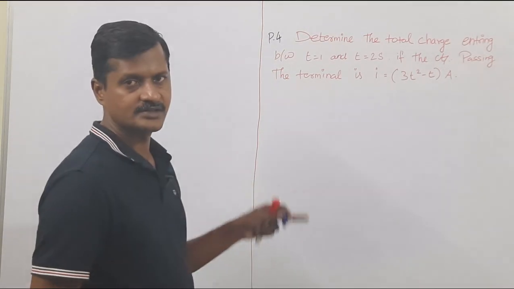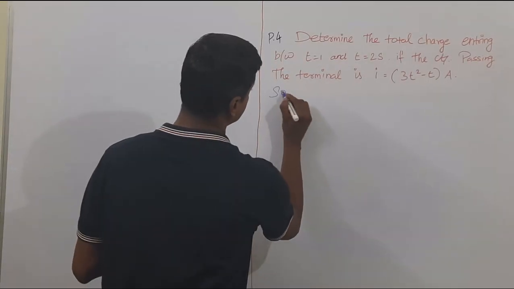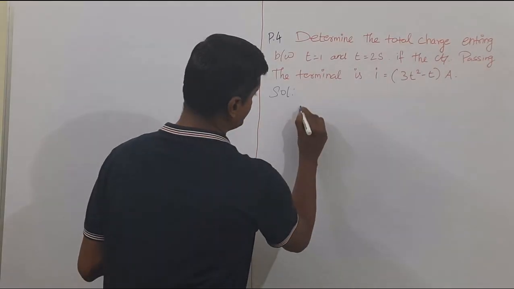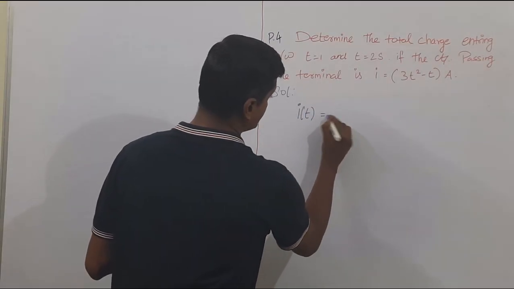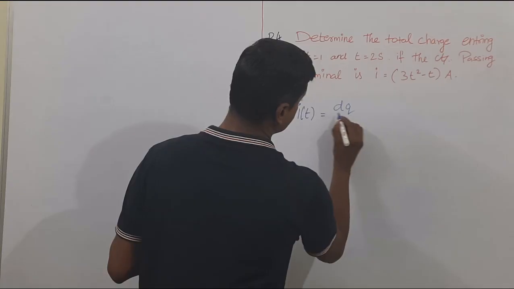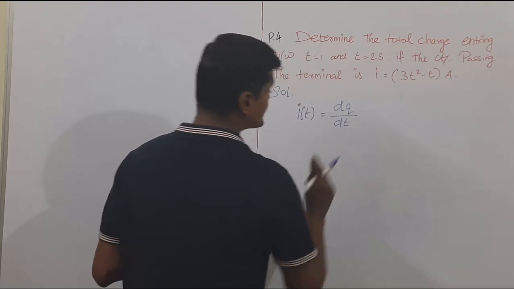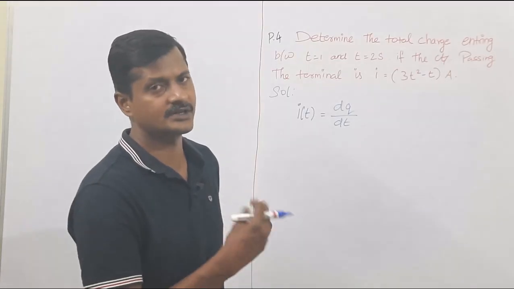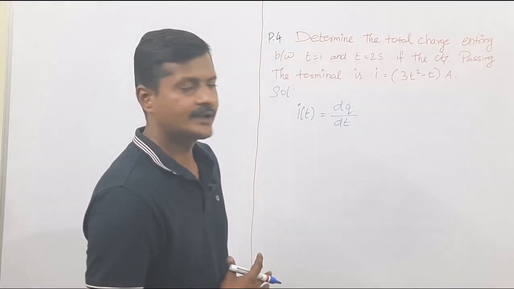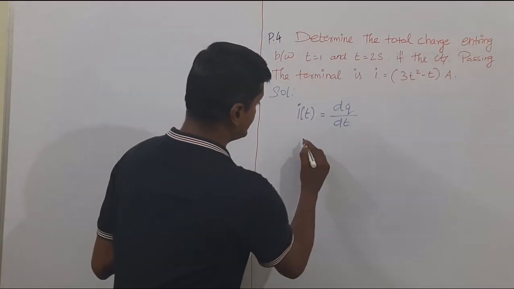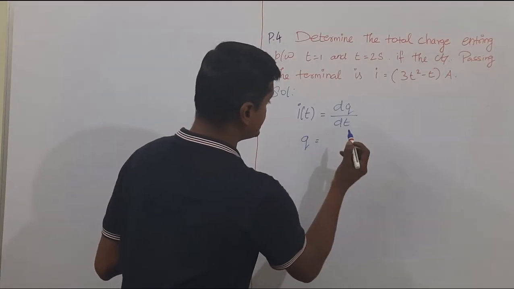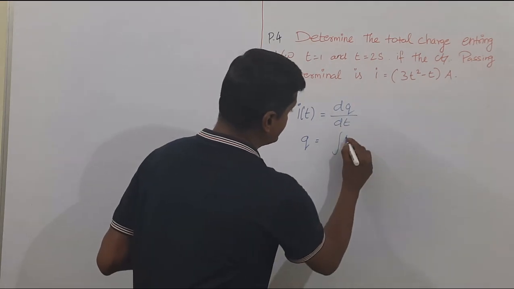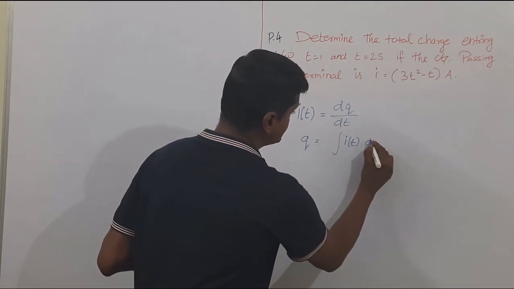So now start this problem. Solution. What is our basic equation? I of t is equal to dq divided by dt. If we take one equation as the base, it is easy to derive what we need to find. Right? So what do we find? q, that is the charge, is the integral of I of t into dt.